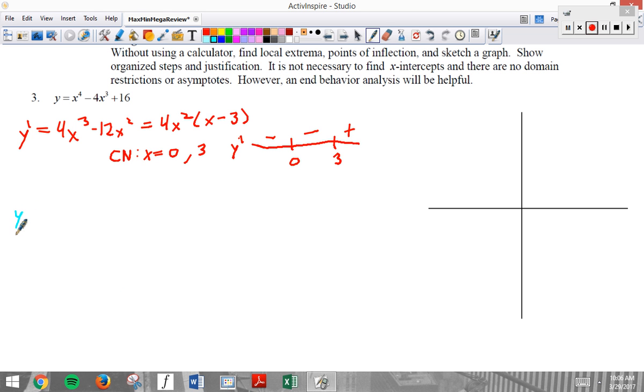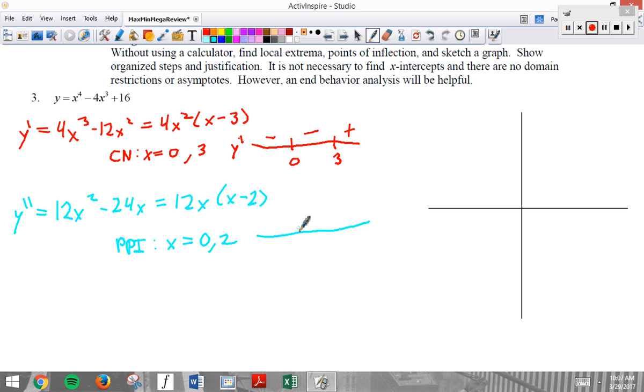Y double prime is of course 12x squared minus 24x, which will be 12x times x minus 2. So possible points of inflection will be x equals 0 or 2. This is very similar to what we just did. It goes positive, negative, positive.